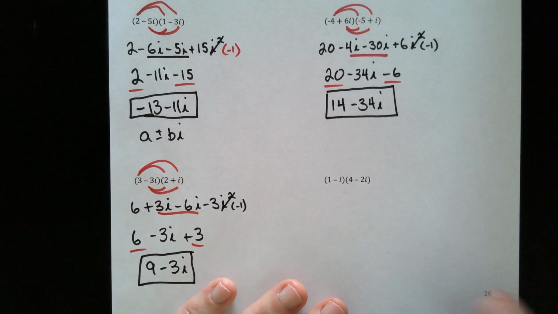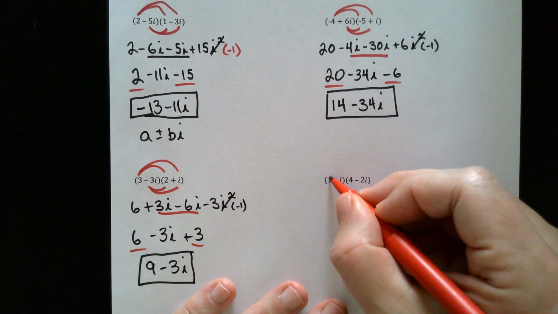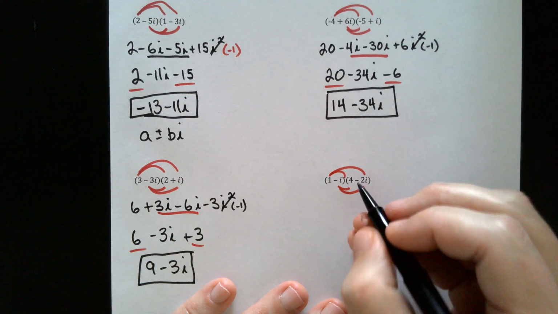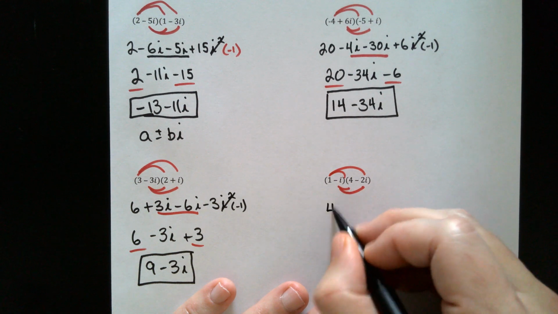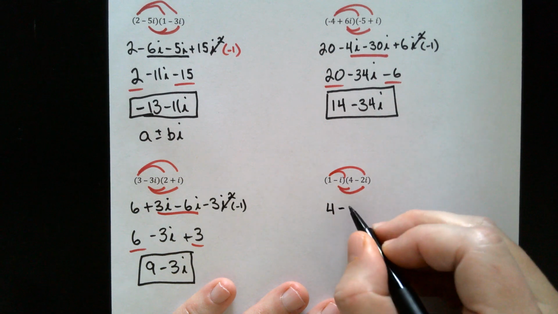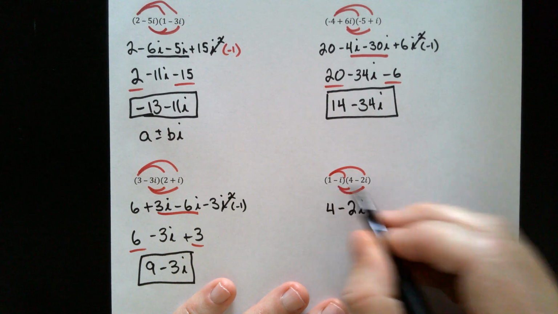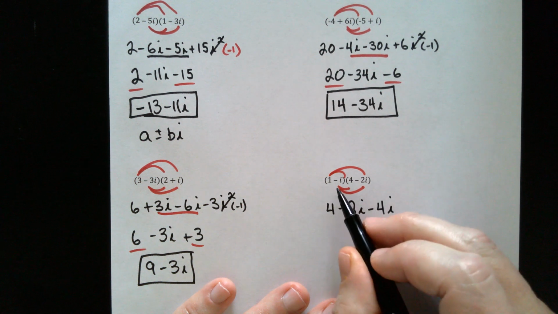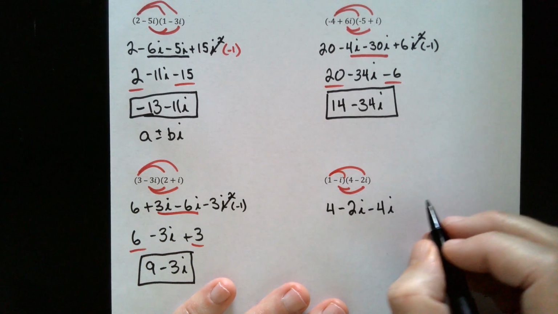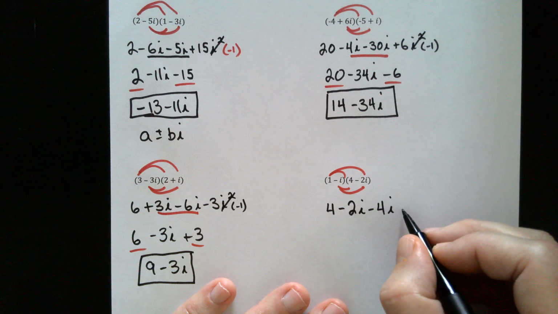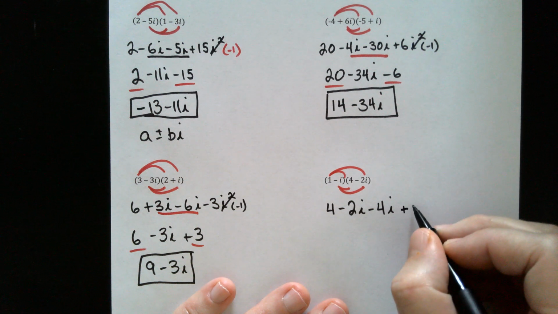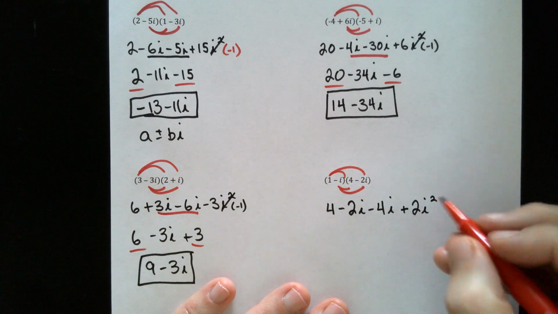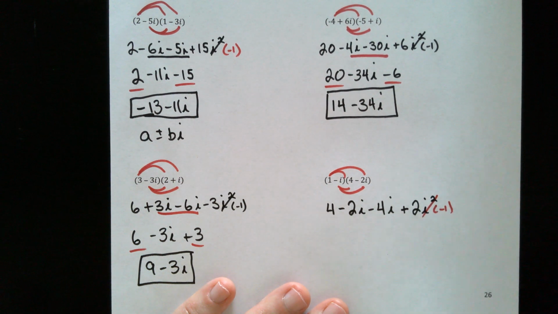And finally, this one. So distribute and distribute. So 1 times 4 is 4. 1 times negative 2i is negative 2i. Negative i times 4 is negative 4i. And then negative i times negative 2i, negative times a negative is a positive. So positive 2i squared, and the i squared term we'll replace with a negative 1.